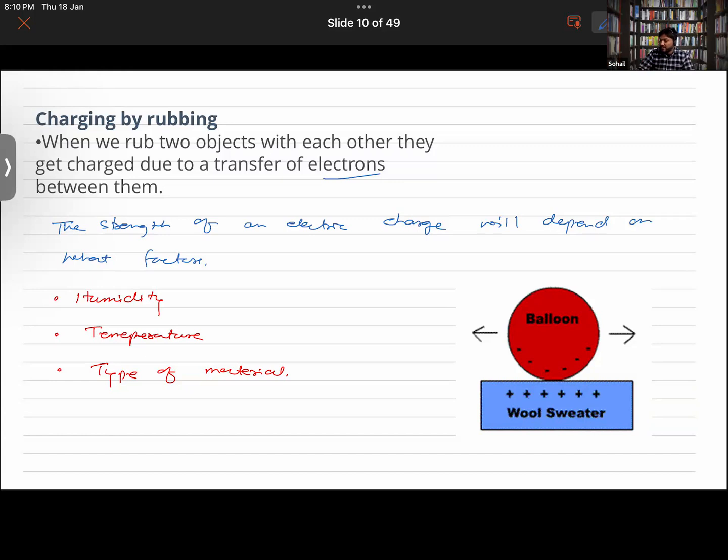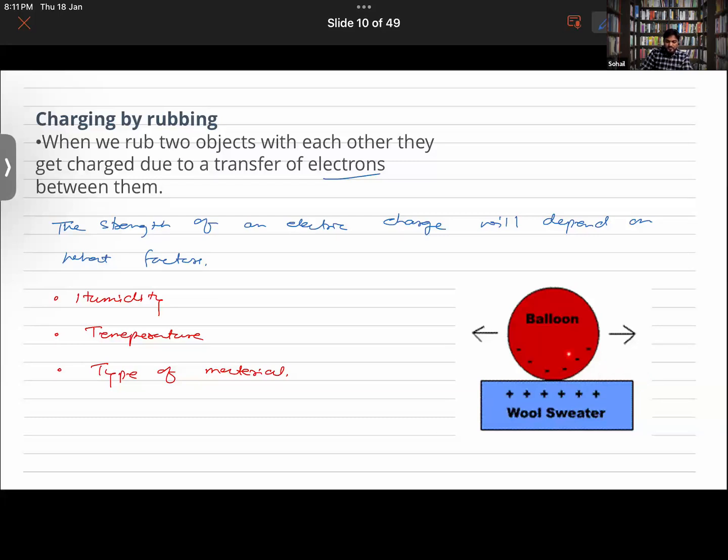So I was saying that due to humidity, there is the presence of water vapor in the atmosphere. So the woolen sweater can give out electrons, and the balloon can take electrons.